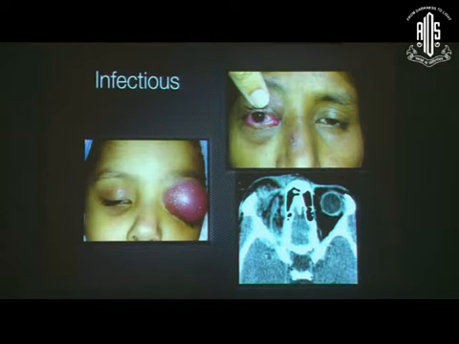Infections are serious, and children can have orbital abscesses. They need to be imaged properly, and this child actually had a cavernous sinus thrombosis. So if this is the situation, you need to be really, really aggressive in managing them.